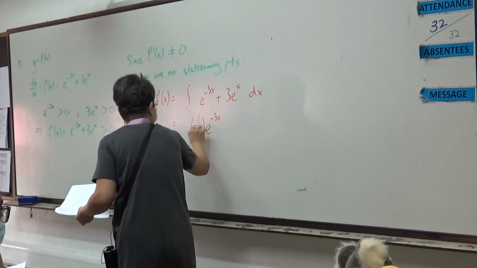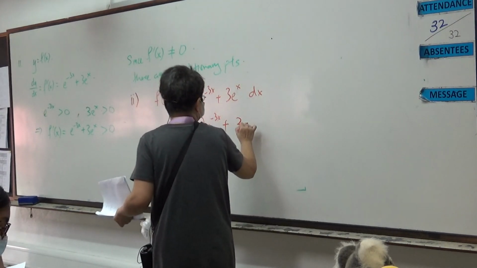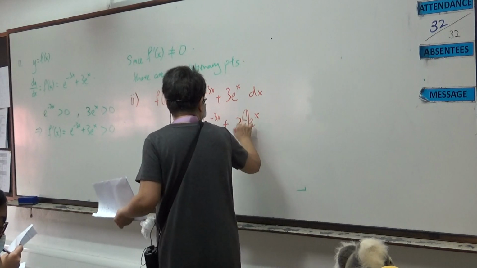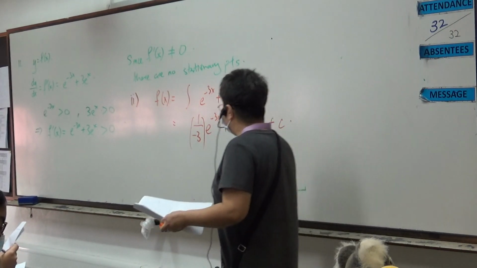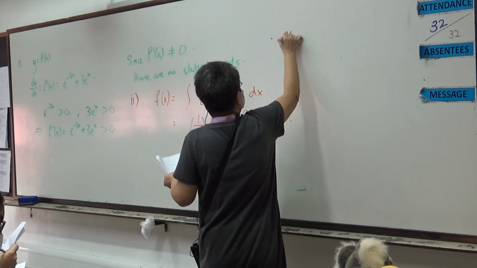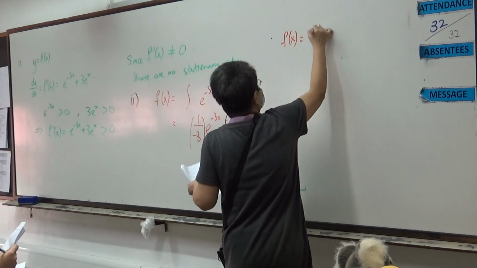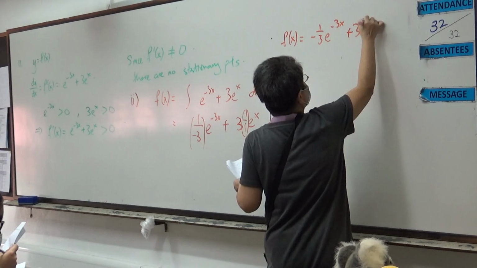Then 1 over negative 3, plus 3e to the power of x. This is actually 1 over 1, so don't put it also. Am I right? Then you plus C. So this will become negative 1/3 e to the power of negative 3x plus 3e to the power of x plus C.